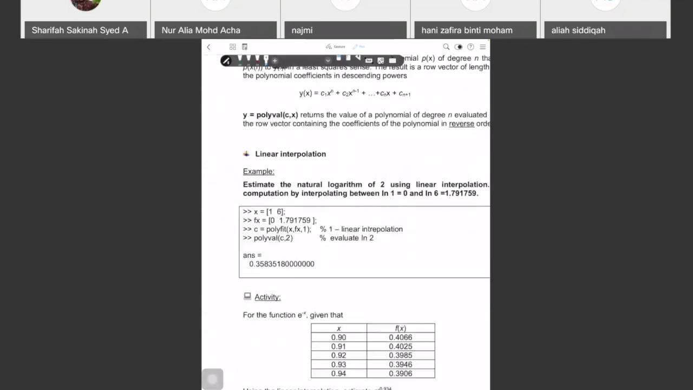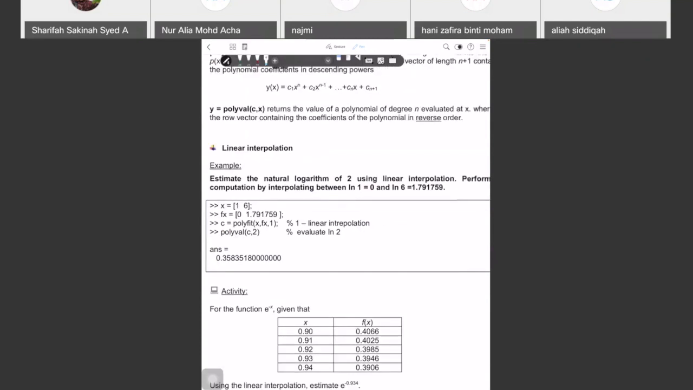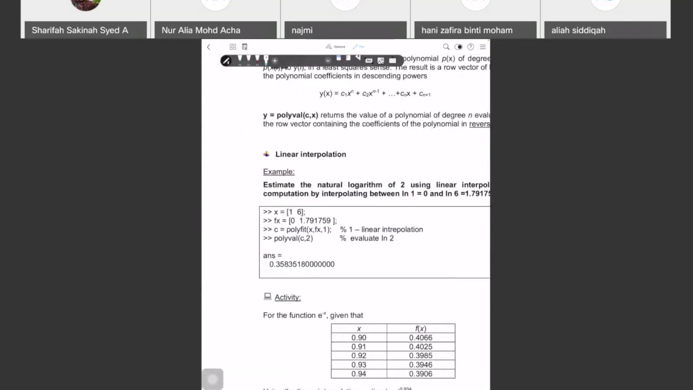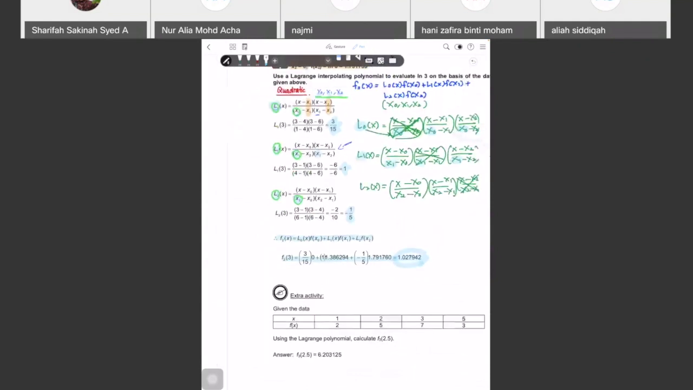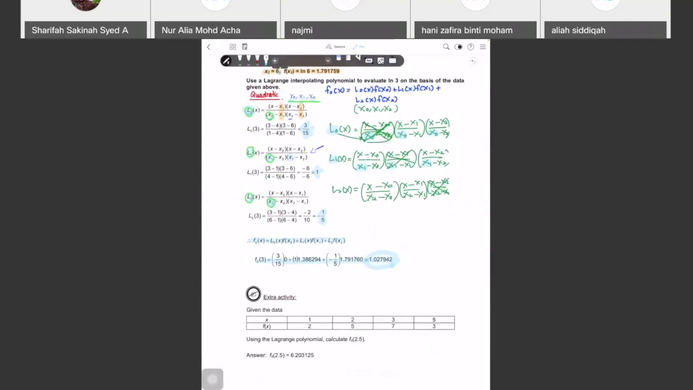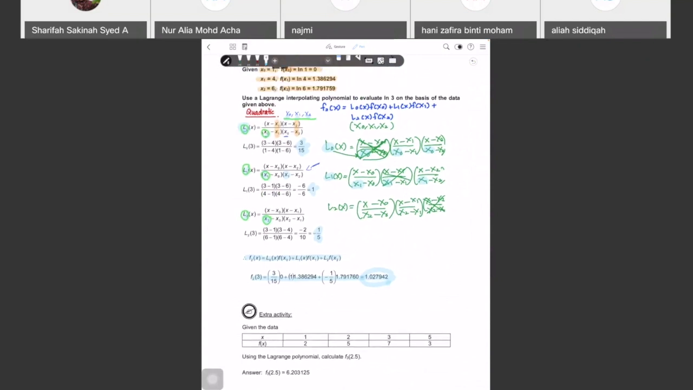Finished. Okay. So maybe we do the extra activity together. Can? Can, together. Okay. There is an example above. You try, I give you at least 2-3 minutes, look at the questions and then try to answer the question.